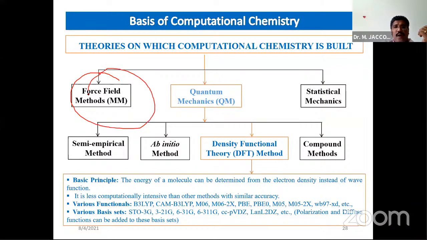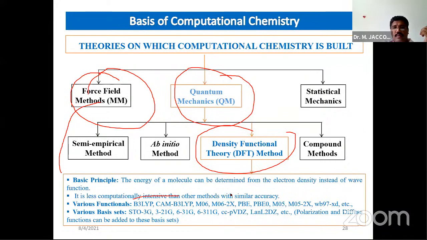The force field is very, very fast. This can be used for drug designing. Quantum mechanics is very accurate and reliable compared with the other two methods. We often use DFT. DFT is computationally more intensive than other methods, but we have to use small benchmarking. We have a lot of functionals, which are used to compute the molecular property, as well as basis sets. I'm not going into the detail about the functionals and basis sets, that is not the focus of the present discussion. I'm just touching on them.